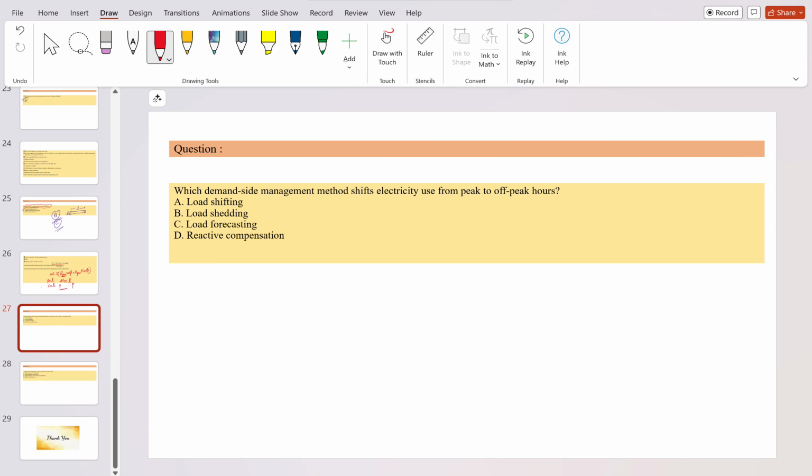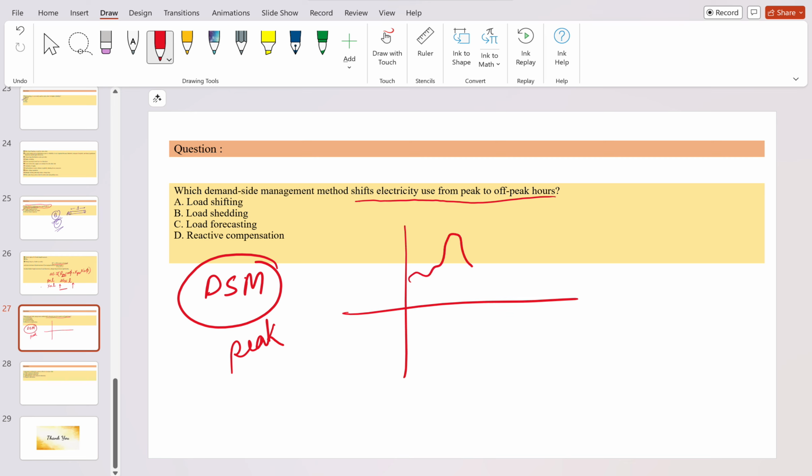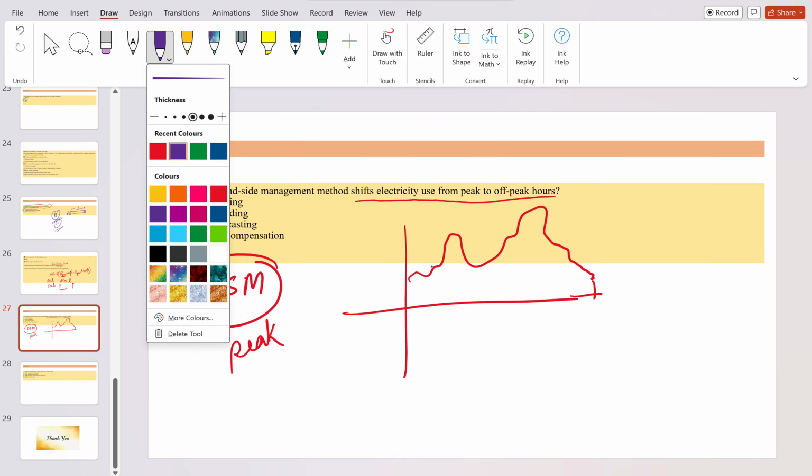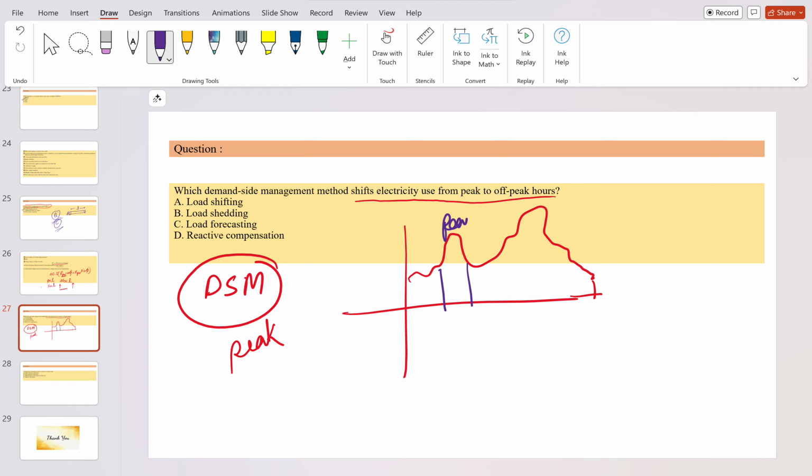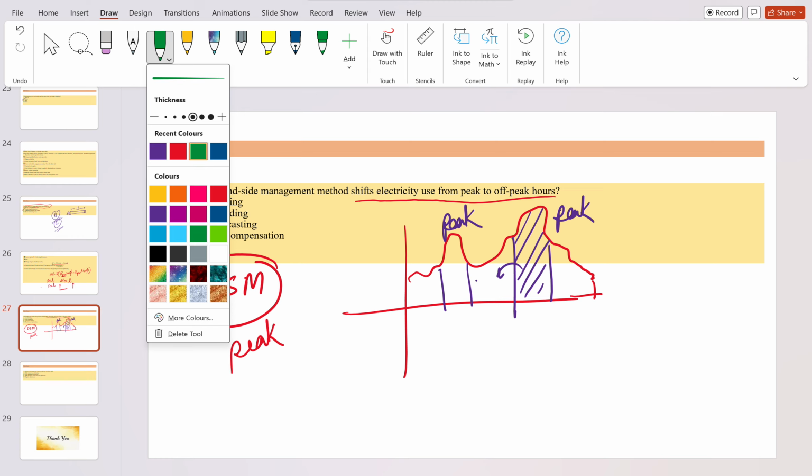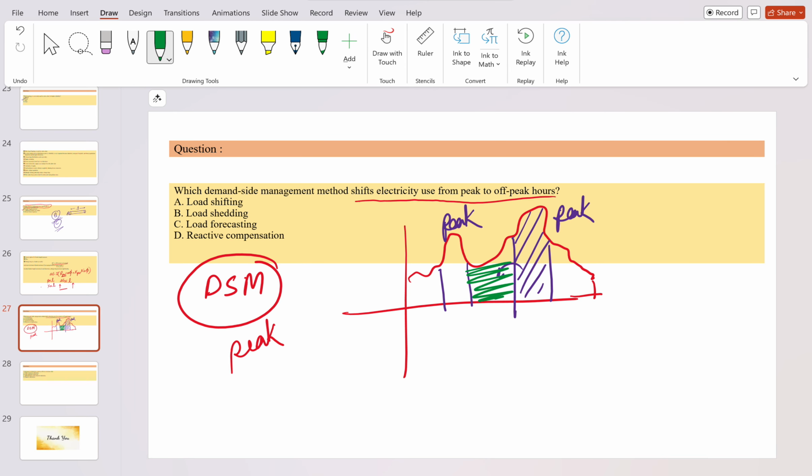This is kind of a demand side management question. It is saying that you are shifting the electricity usage from peak to off-peak hours. Suppose this was the load curve, and this is the peak region, the peak time. You wanted appliances to not operate in this time, you just wanted to operate here. What kind of scheme is it?